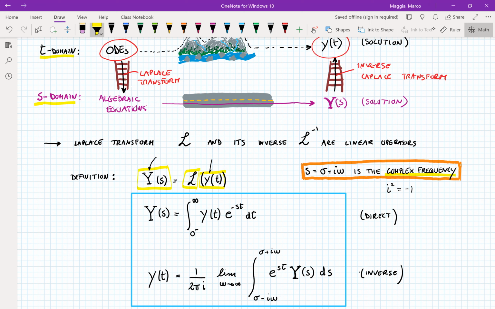So a complex number has a real part, which will usually be written as sigma, and it will have an imaginary part. So we have i times omega, and i is the imaginary unit. And the definition of the imaginary unit is that if you take the square of it, that is equal to -1.